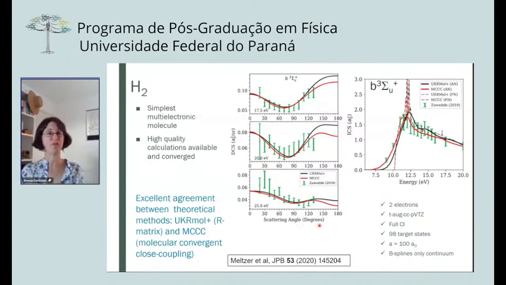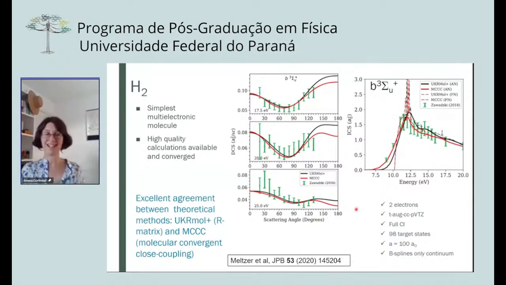And you can see the agreement of the two calculations. One is the R matrix calculation, that's the black lines, and it's using the method and the codes that I've just mentioned. The calculations are not mine, I'm from the group at UCL, University College London, of Jonathan Tennyson. And the other theory is the convergent close coupling, calculations from Igor Bray's group in Australia. The agreement between the two theories is in general very good, and the agreement with experiment, where the data is available, is also very good.